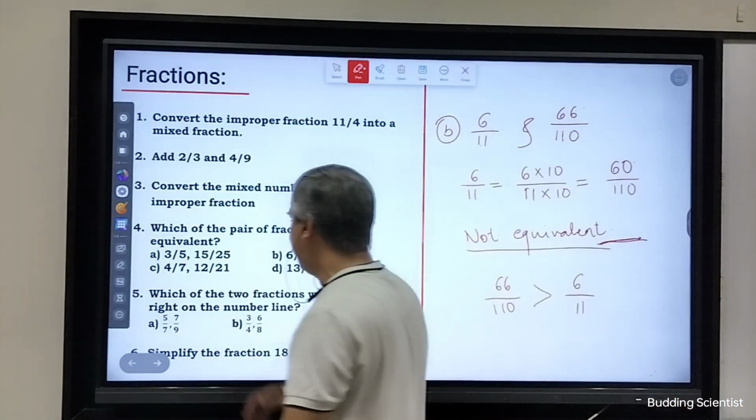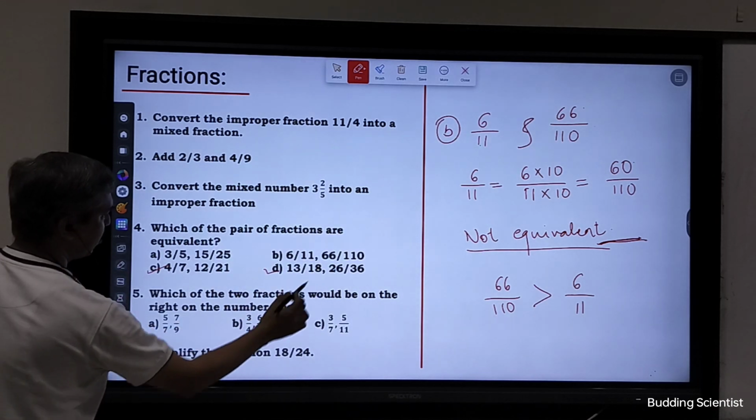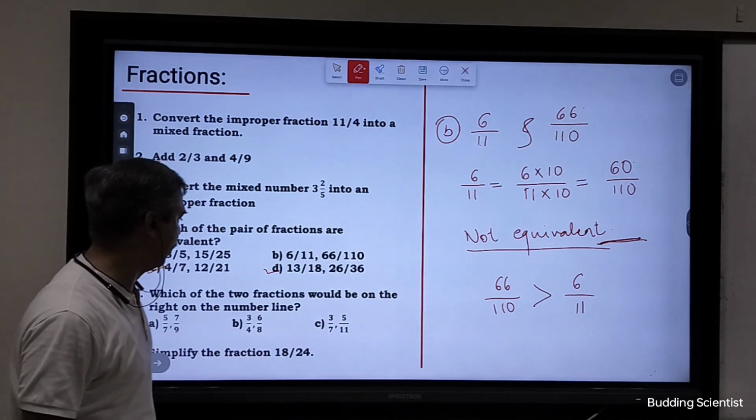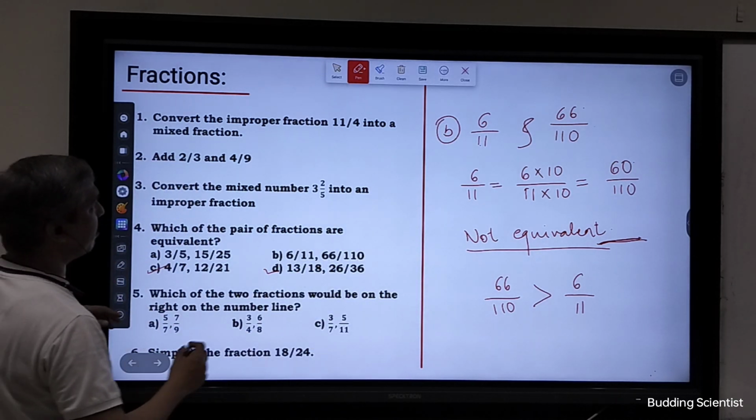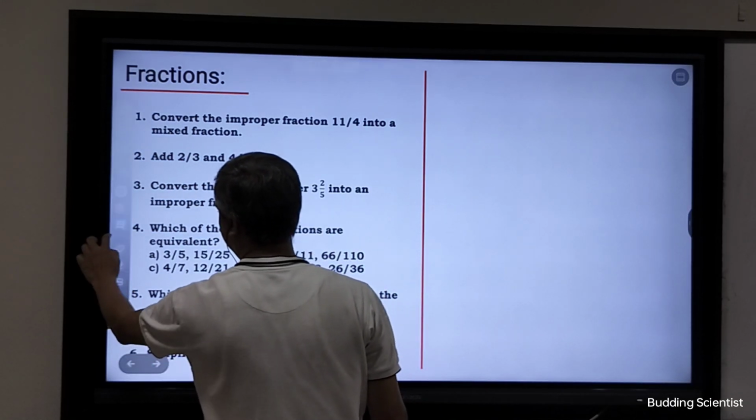Alright, C and D you can check. I have checked it. C and D are both equivalent as well. So these will also come out equivalent. Only B is not the equivalent one. We'll see question number 5 now. Question number 5.